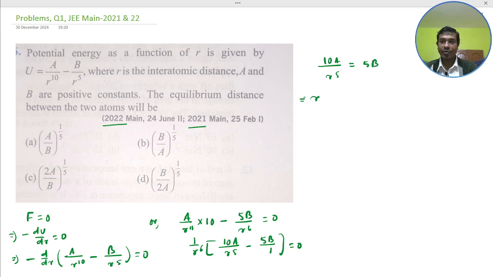So you just get the value of r. This is the equilibrium distance, (2a divided by b) whole to the power 1 by 5. So (2a divided by b) whole to the power 1 by 5 would be the correct answer. So C would be correct.